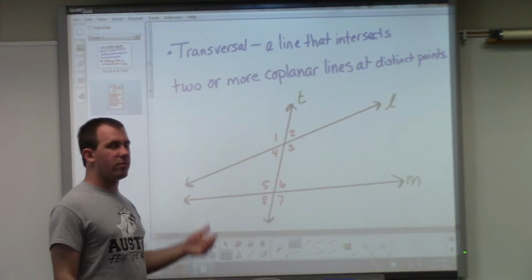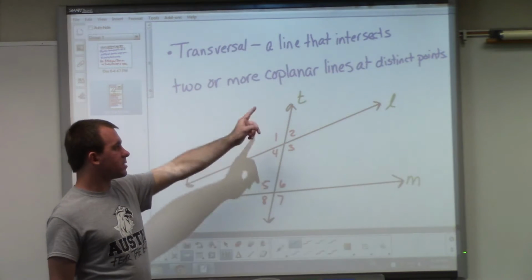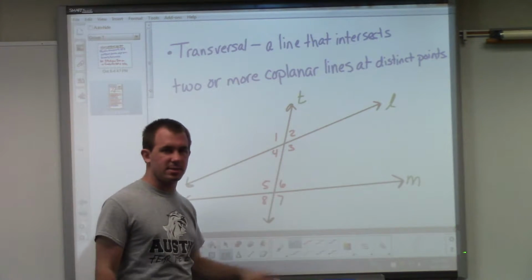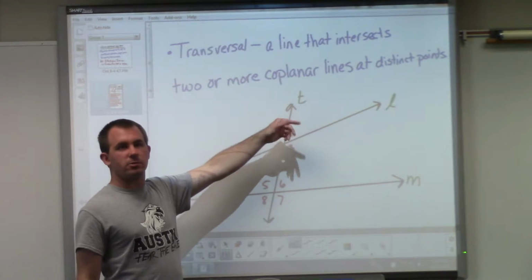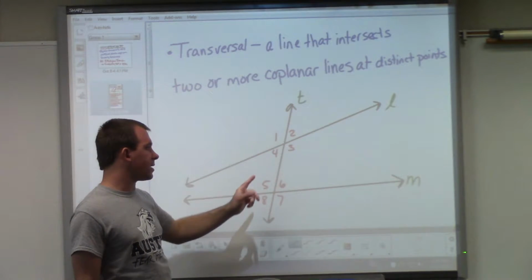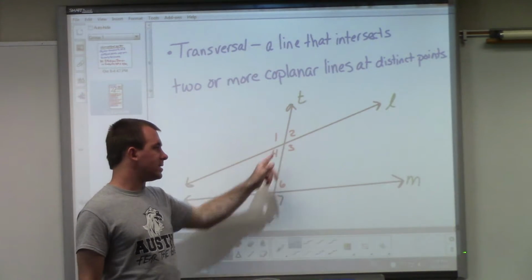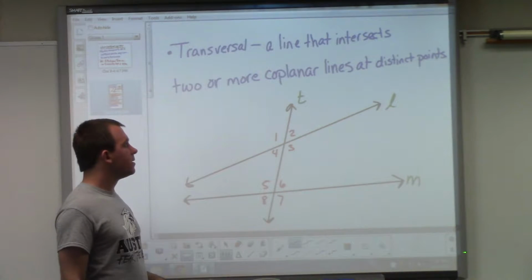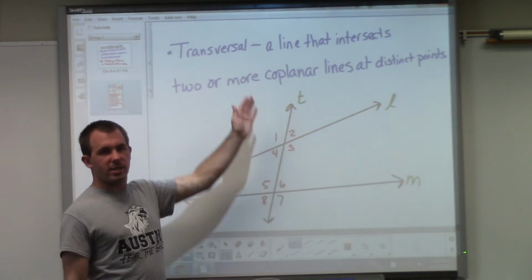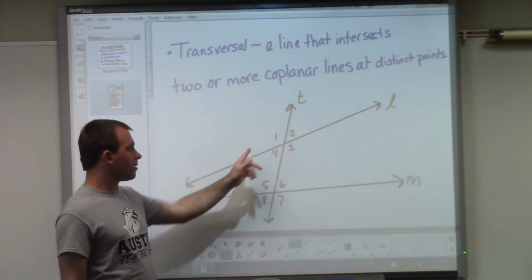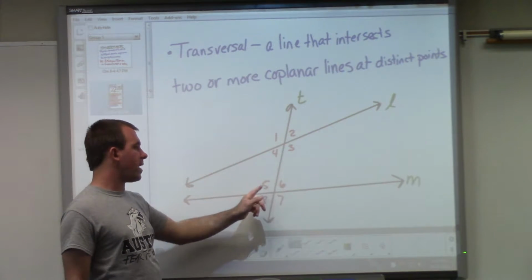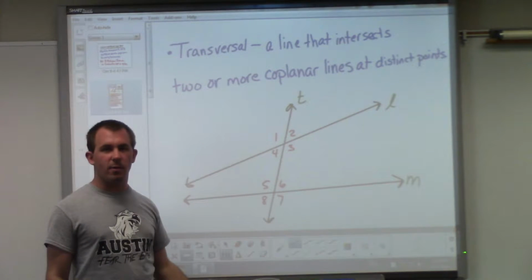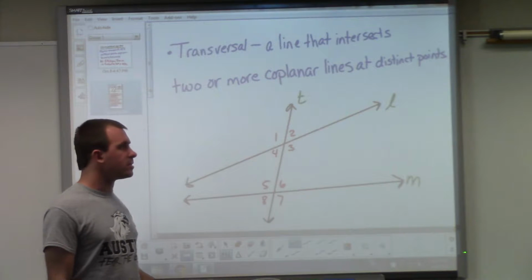So here we have a line that intersects 2 or more coplanar lines at distinct points. Our line T, so transversal T, is intersecting lines L and M at distinct points. And lines L and M are coplanar lines. So T is our transversal. Now you'll notice 1, 2, 3, 4, 5, 6, 7, 8, those are angle names. And we're going to use those in just a little bit when we go over our special angle pairs using transversals.